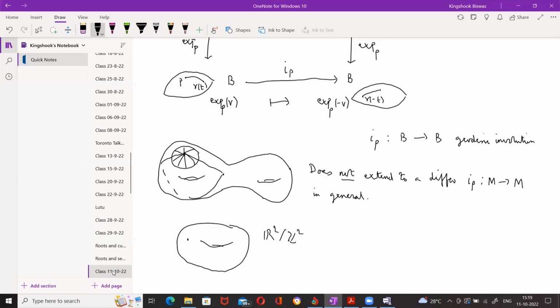Now, I should just mention one remark. This geodesic involution fixes the point P. And as you can see, the derivative of the geodesic involution at the point P is minus the identity from TPM to itself.